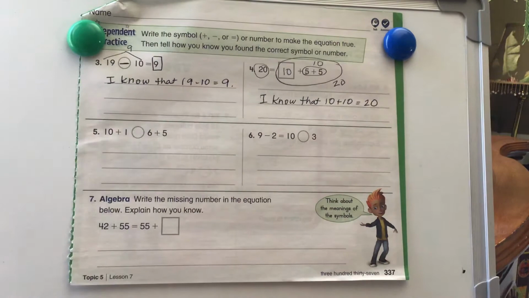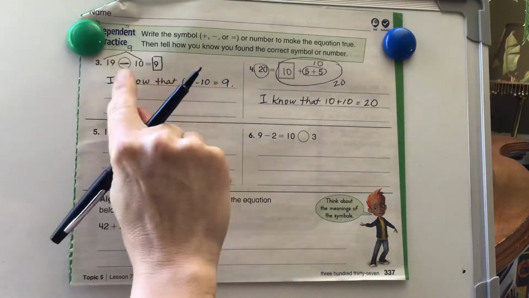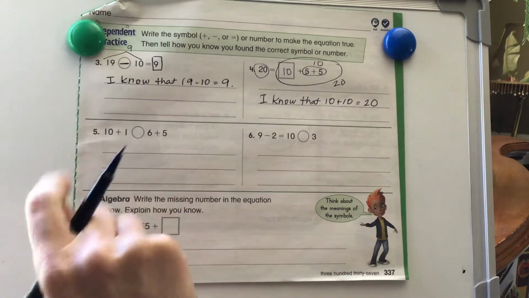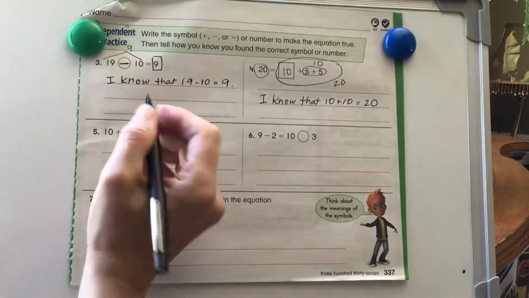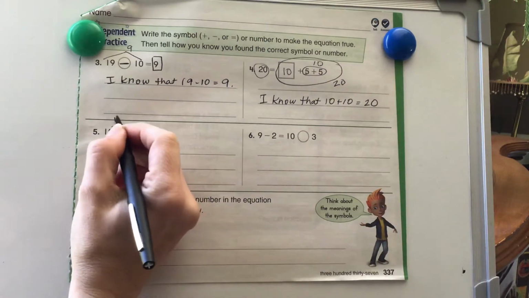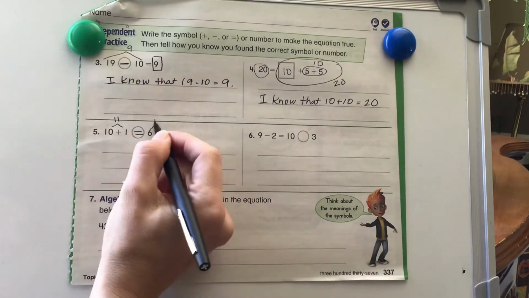Okay, so look at number 5. Now let's see, I'm looking for the equal sign, so I know what's, oh, guess what? There's no equal sign. So right away, I know we're going to need an equal sign. Let's see if we can make it true. I know I need an equal sign. 10 plus 1 equals 11. 6 plus 5 also equals 11.